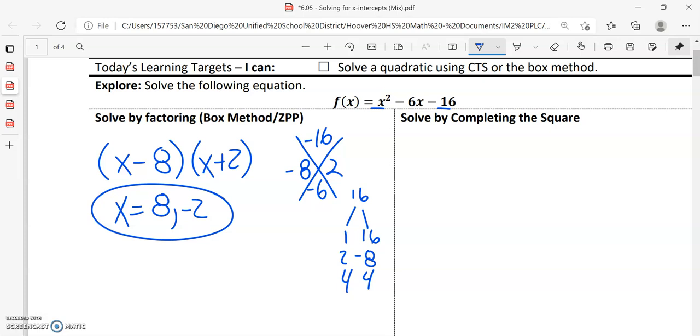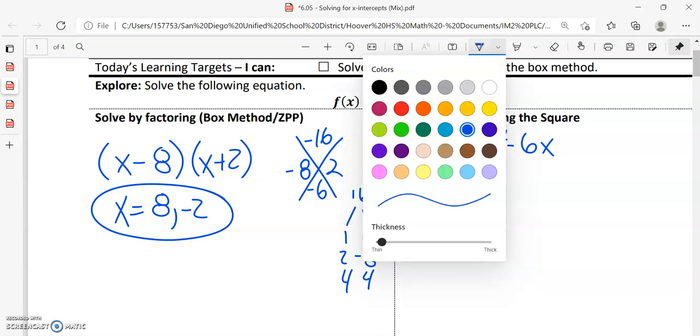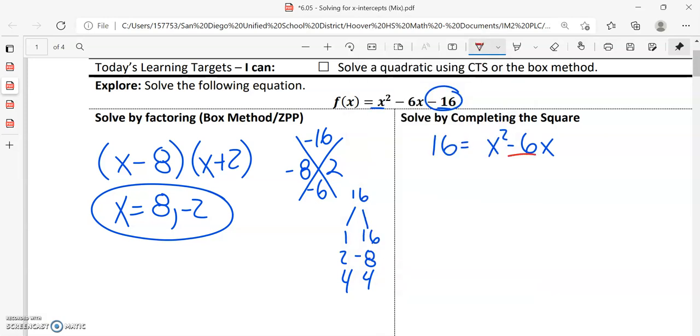Let's do the same thing with completing the square. So first thing we're going to do here is move that 16 to the other side. So we add 16, we get 16 is equal to x squared minus 6x. To complete the square, we take this number, cut it in half, and square it. So negative 6 over 2 is 3. 3 squared is 9. Add 9 here. Add 9 there. 9 and 16 adds to 25.